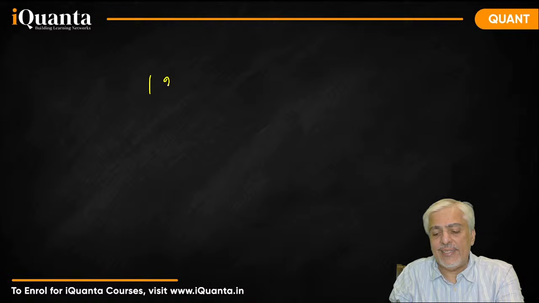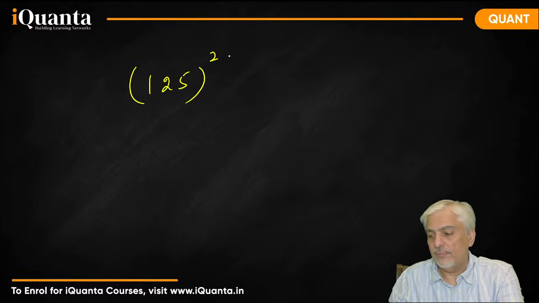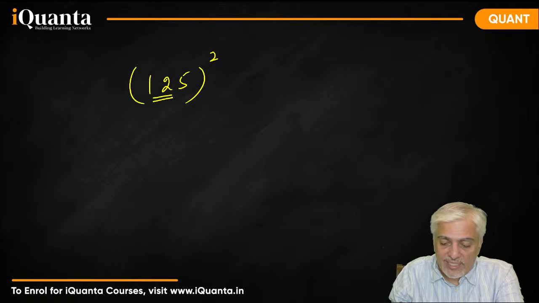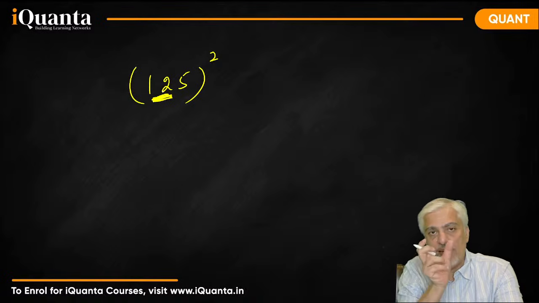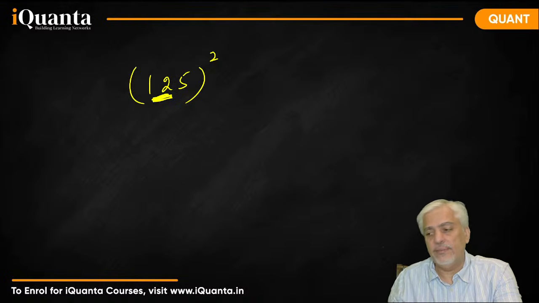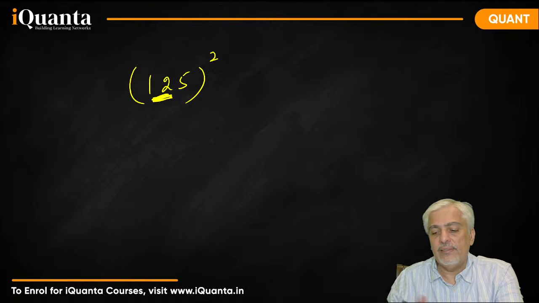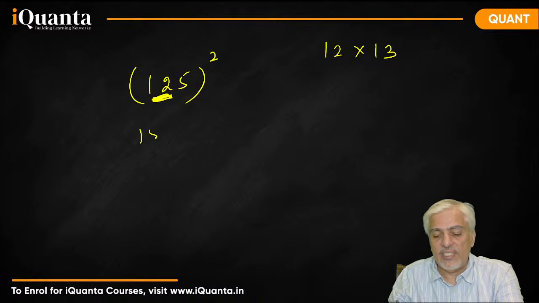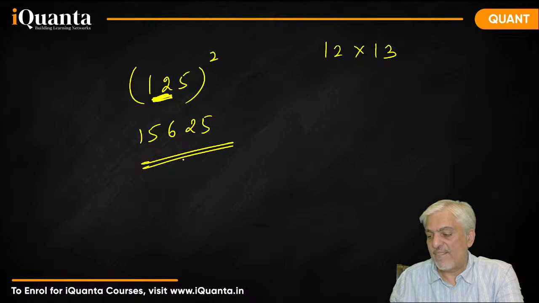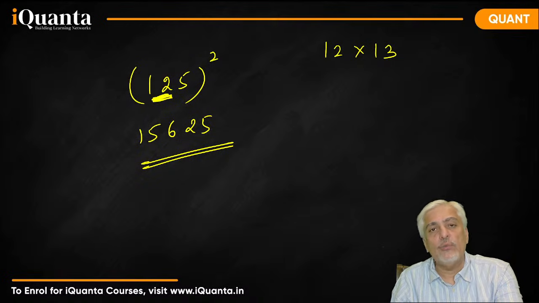Can I do 125 का square? Yes, you can. इसमें consider 12 as a single number. 12 as the main number. What comes after 12? 12 के बाद आता है 13. 12 13s are 156, 25. So it's not that you can do it only for 2 digit, you can do for 3 digit also if you understand the logic carefully.